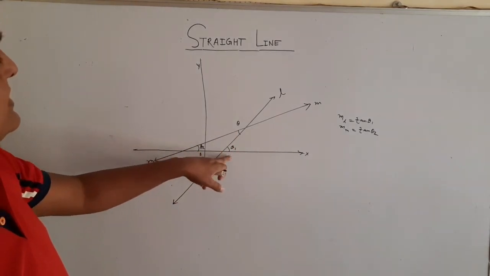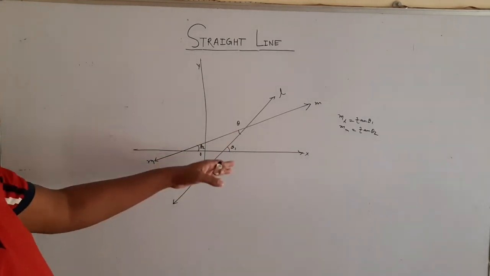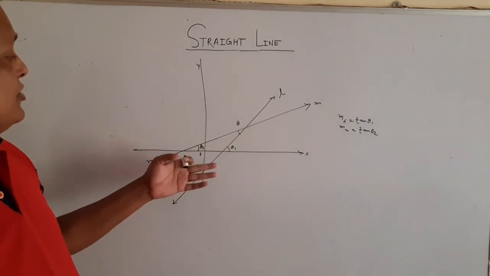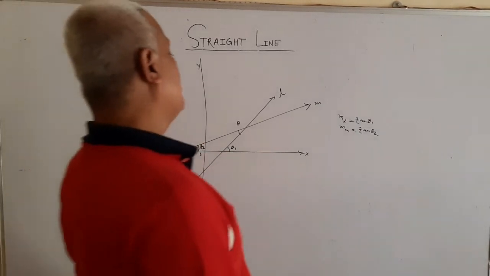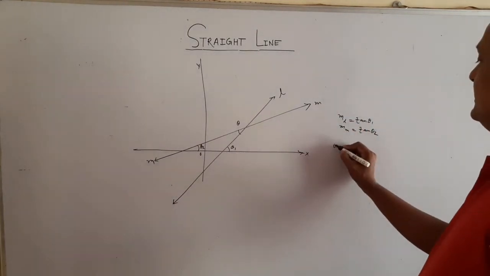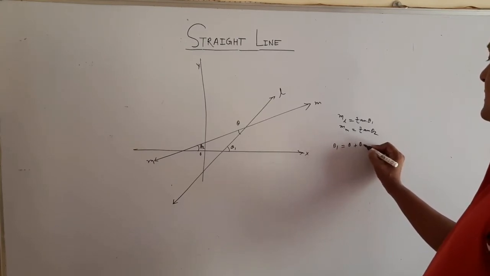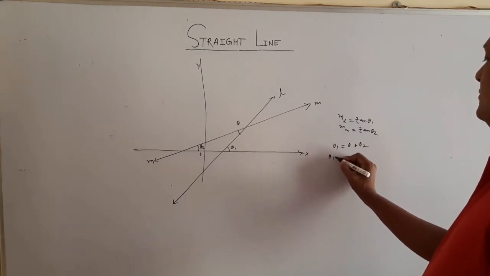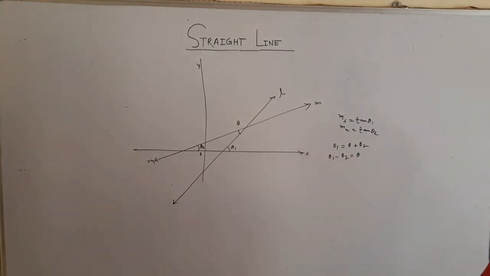Now you see that theta 1 is the exterior angle for these two, theta and theta 2, and we know in geometry you have studied that the exterior angle theta 1 is equal to the sum of the interior angles on the opposite side. That is, theta 1 is equal to theta plus theta 2. Therefore theta 1 minus theta 2 is theta. This is what we have to find.